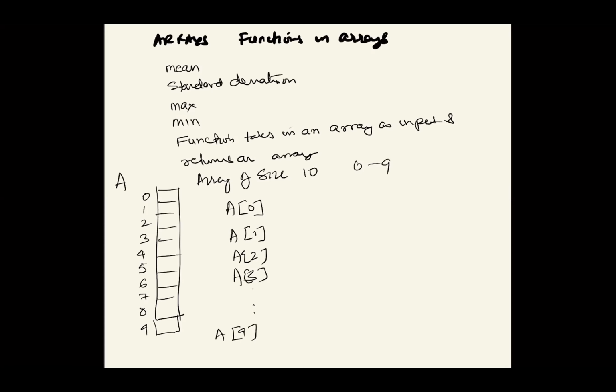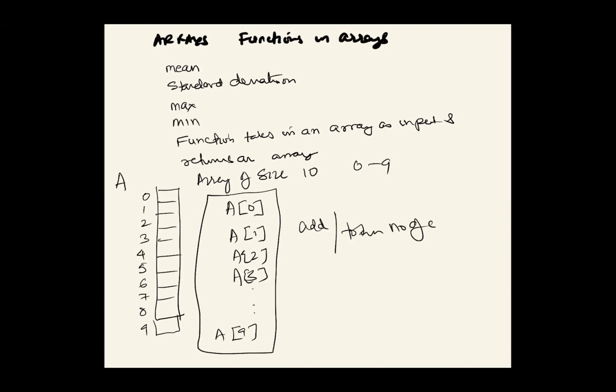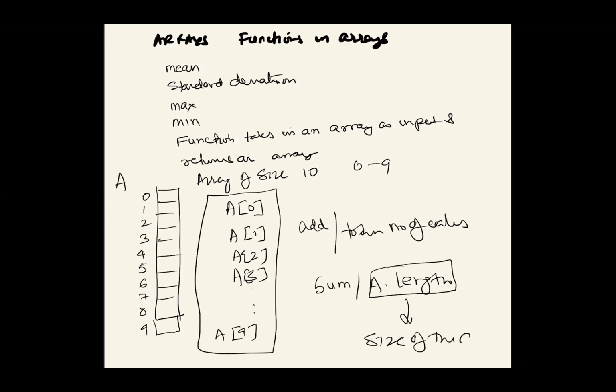Now what we are going to try to do is a few things. Assuming we need to calculate mean, what we need to do is take all these values, add them, and then divide by the total number of values. A dot length will give you the size of the array. So that's basically mean.